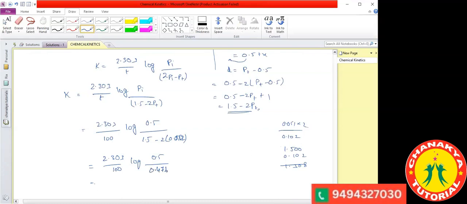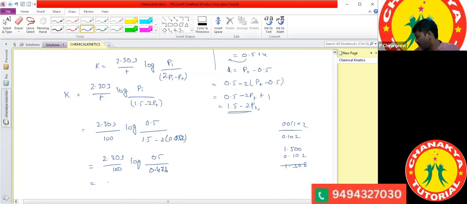0.476. Yeah, sir, same thing. Even I got the same thing. Totally, if you simplify that, you will get the answer 4.98 into 10 power minus 4 seconds inverse. So this is the final answer: 4.98 into 10 power minus 4 second inverse.